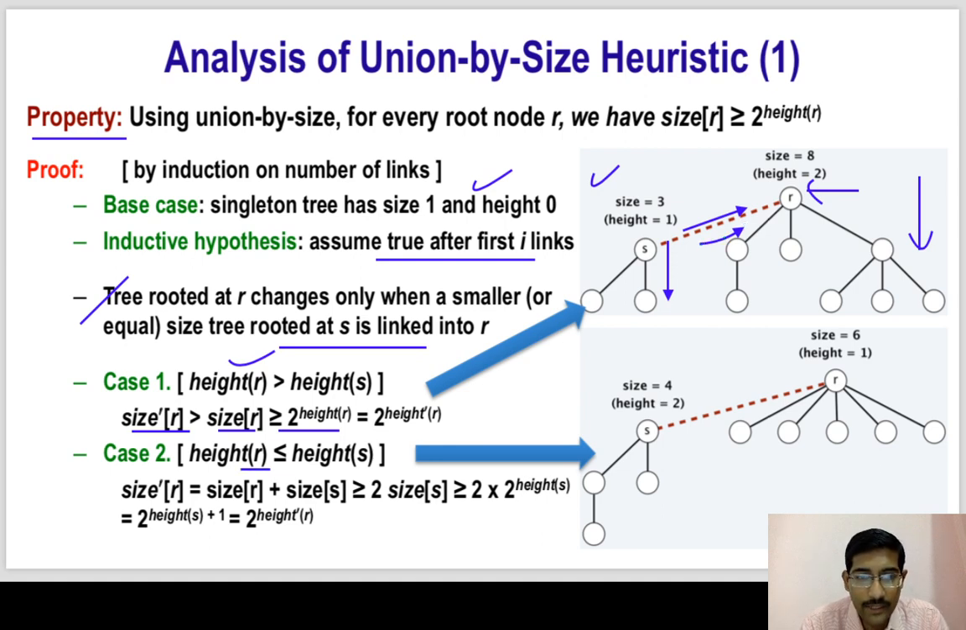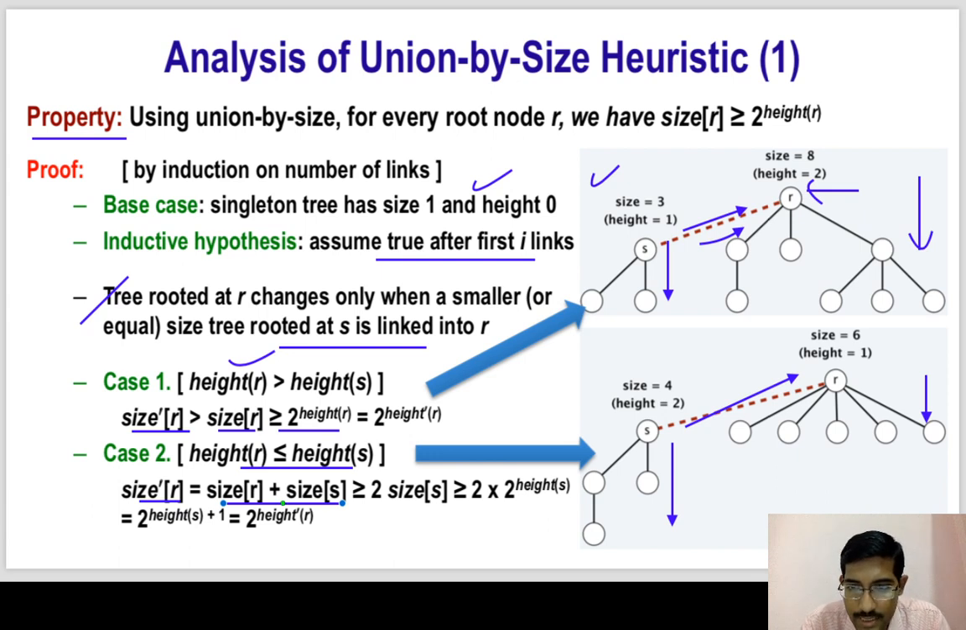What if the other condition happens? If the other condition happens, as you can see here, the number of nodes in S is less, but the height is more than here. So according to our union by size, we will make the less number of nodes point back to here. So the final size will be the size of the set rooted by R, and the size of the set rooted by S.